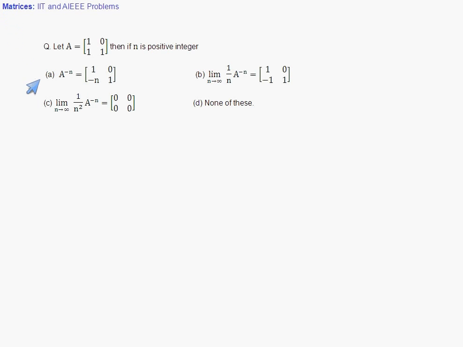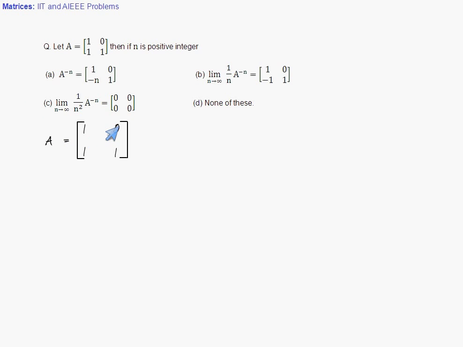Now the question that I'm discussing right now has more than one option correct. In these kinds of questions, more than one option is correct. It is very necessary and important to check all the choices. Now it is given that A is equal to 1, 0, 0, 1.